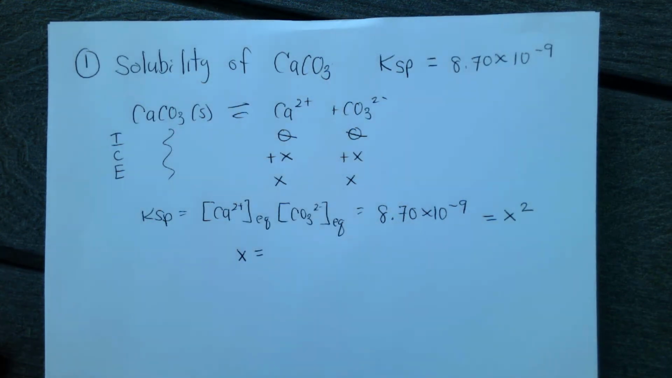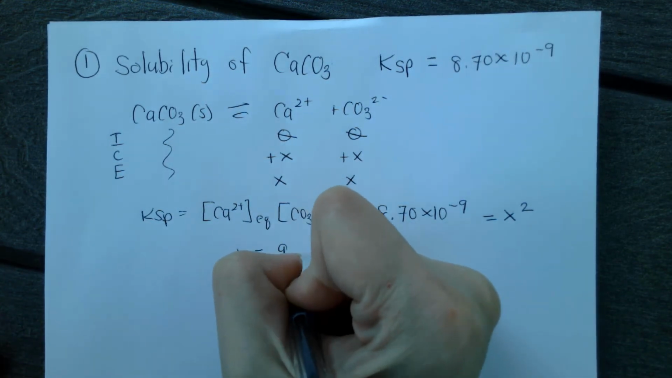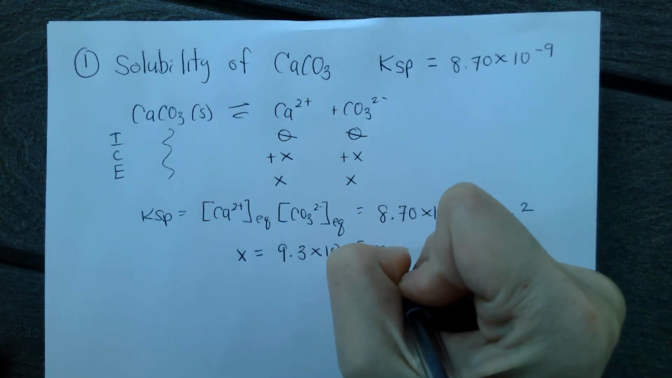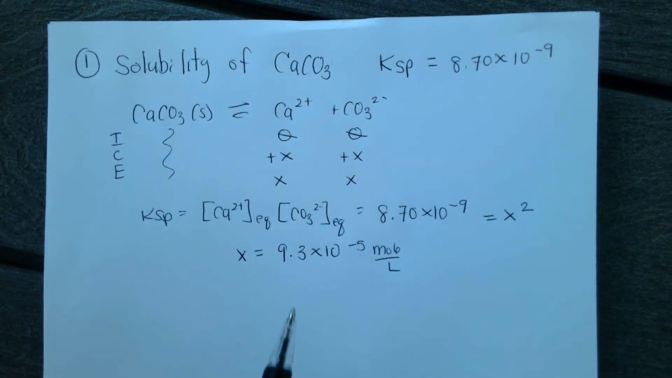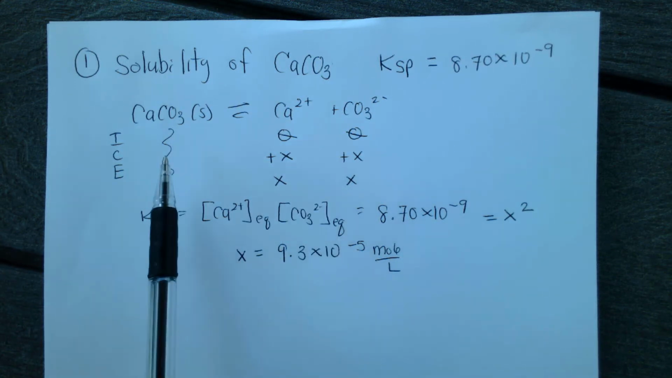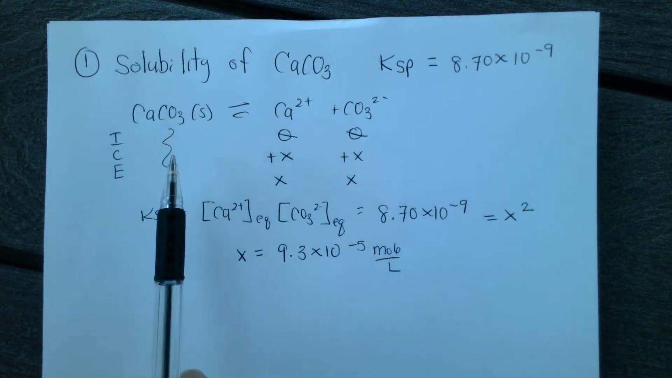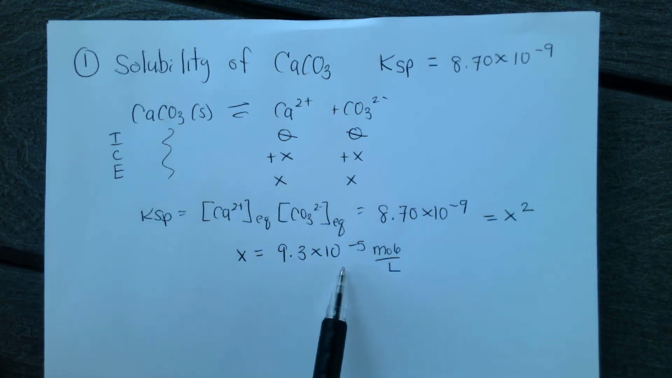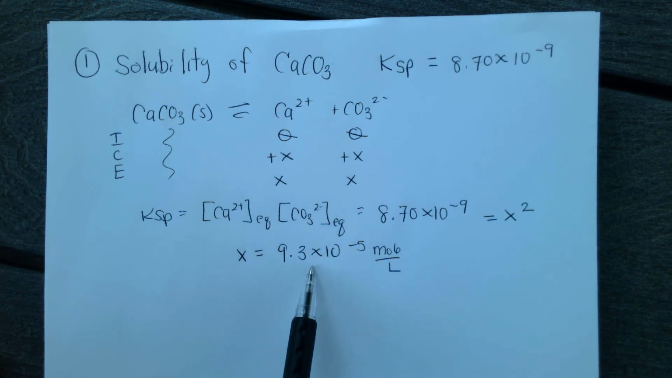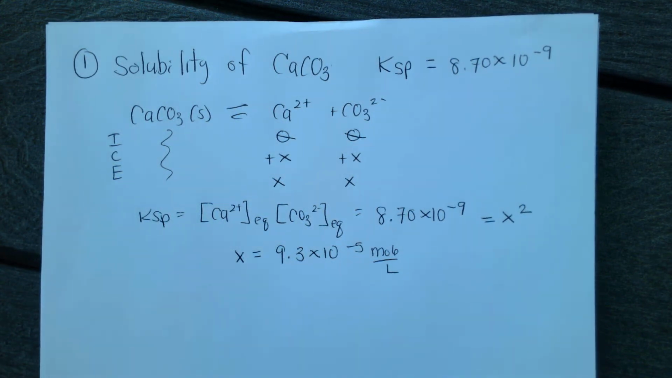In doing that, we get that x is equal to 9.3 times 10 to the minus 5 moles per liter. This is the solubility of calcium carbonate. In regular water, if we put a big chunk or handful of calcium carbonate into some water, we would expect to get equilibrium concentrations of calcium and carbonate at 9.3 times 10 to the minus 5 moles per liter.